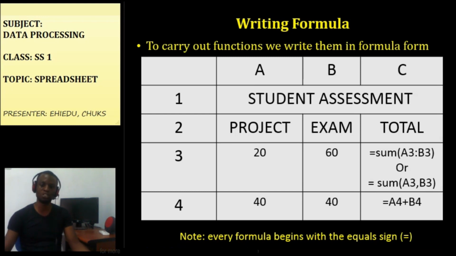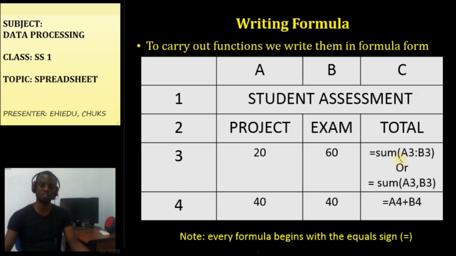All you need to do, you start with, every formula begins with the equal sign, and put equal to. Then the function you're performing. Remember you have the sum function, the average function, the minimum, the maximum, the product. So the function we're performing here is the sum function. Okay, and now what is the cell reference?